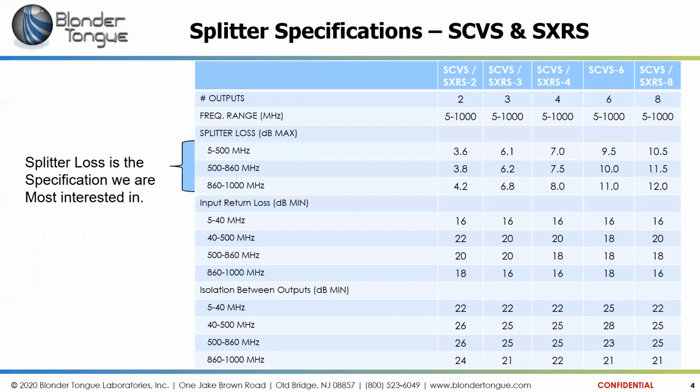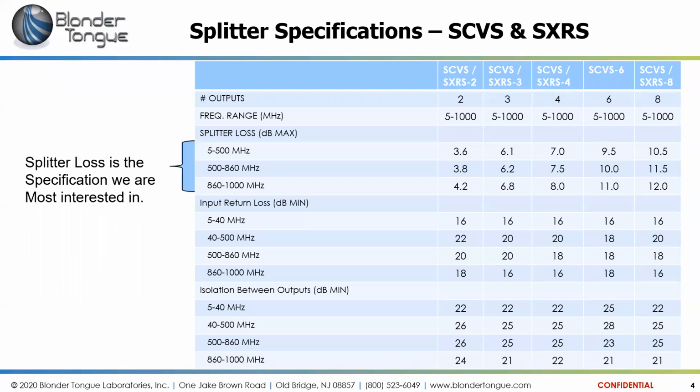So here we're looking at a couple of the different specifications of the components I just mentioned. This is one of our splitter series, the SCVS and SXRS series. And the splitter loss is the specification that we're going to be most concerned with. You can see the frequency range at the top line there, the second line, is rated out to 5 megahertz to 1,000 megahertz. So that's what the splitter device is designed to pass signal-wise.